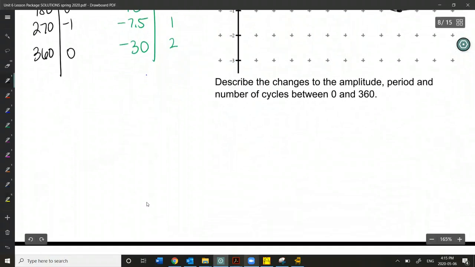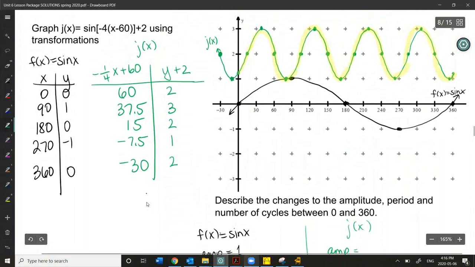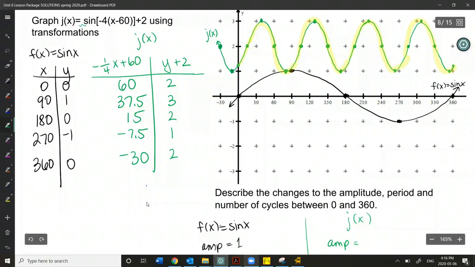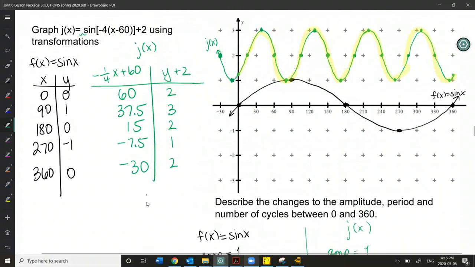Okay, so when you go to describe your changes here, if you haven't done this yet already, our base function is sin x that has an amplitude of 1, period of 360, and 1 cycle fits between 0 and 360. Okay, our new function j of x has a new amplitude, actually it doesn't have a new amplitude, sorry, I'm thinking of the last one. The A value here is actually still 1. There's no vertical stretch or compression, so the amplitude of this should still be 1.